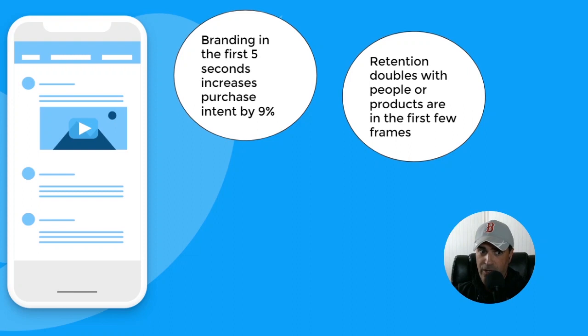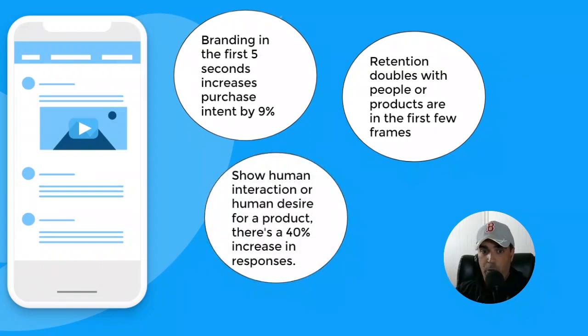Again, this is the Twitter user. This is what captures their attention. This is the personality of the person on this platform. Now, if you show human interaction or human desire for a product within your video, there's a 40% increase in responses. This is hard data, people. Know about this. This is cool stuff.